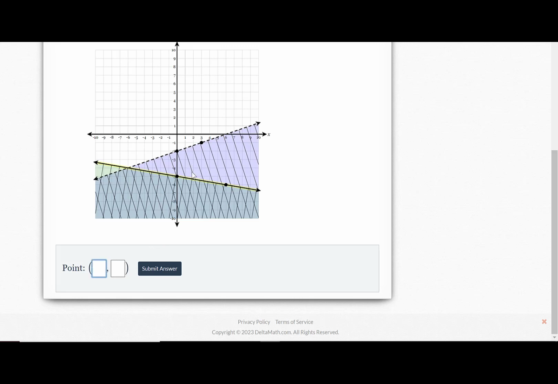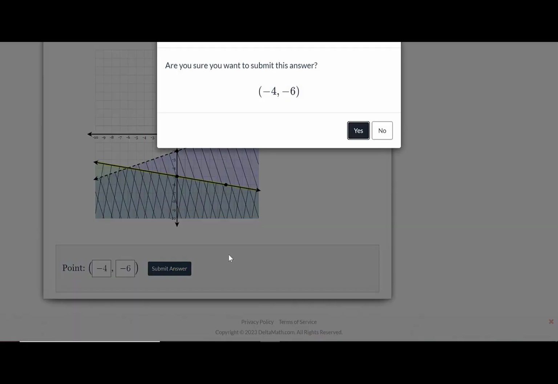Next, you need to choose a point in the area with 2 colors. Ahora necesitamos elegir un punto en el área con los 2 colores. For example, I could do -4, -6. And that is how you graph the inequalities.